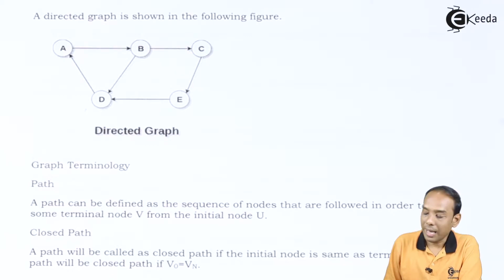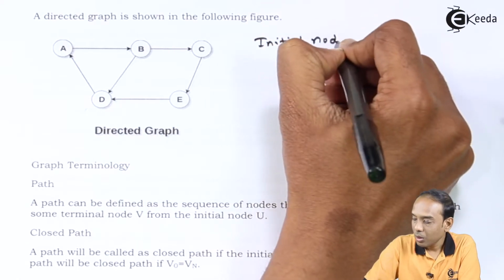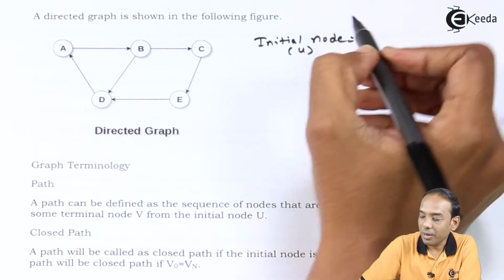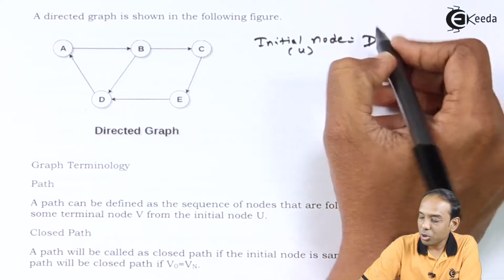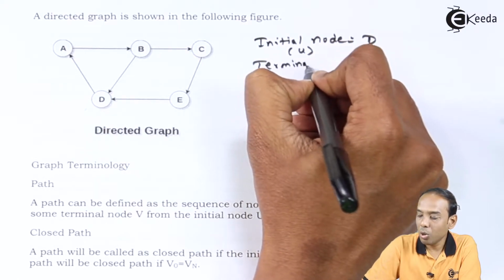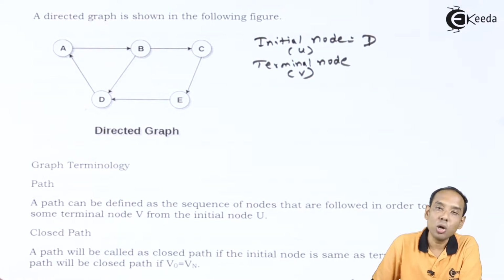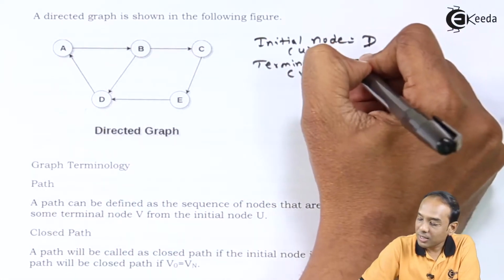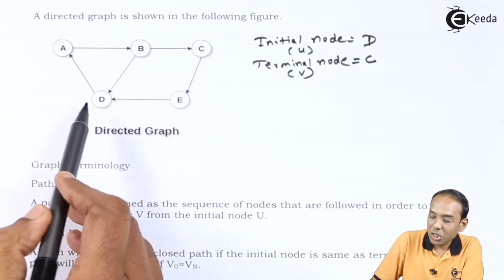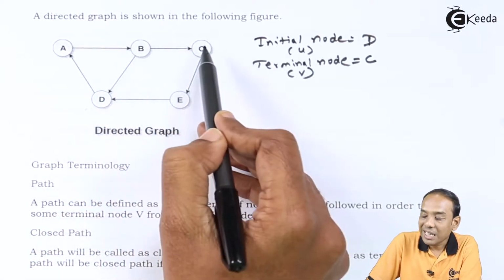Let us look at one example. We have an initial node, named as U. In this case, let us take the example of D. This is your initial node. The terminal node is the node which we want to go to, that is our destination node. Let us take it as C. So our terminal node is C and our initial node is D. We want to start our journey from D and reach C.